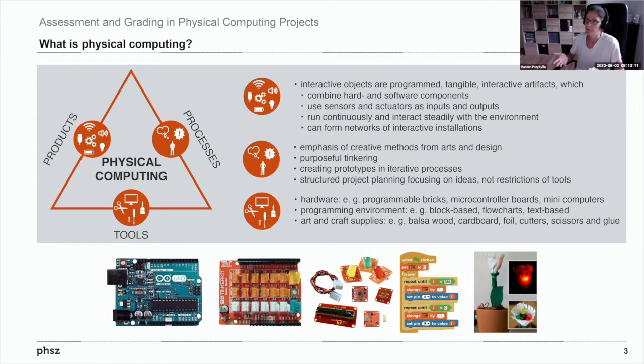Then you have the programming environment, of course. What we have focused on mostly is block-based programming, often Snap derivatives like Snap for Arduino or IoT Snap or similar tools. But of course, you could program interactive objects also with text-based editors or with flowcharts. And then, and this is also quite special about physical computing, we often use art and craft supplies. You can make those objects with balsa wood, cardboard, foil cutters, scissors, and glue. This is not so typical for computer science education in particular.